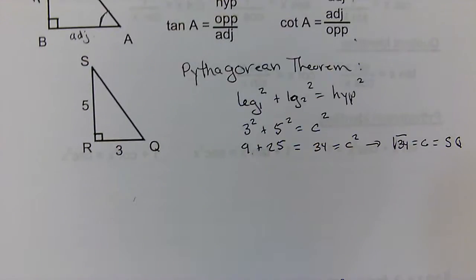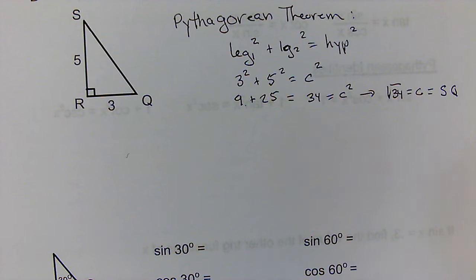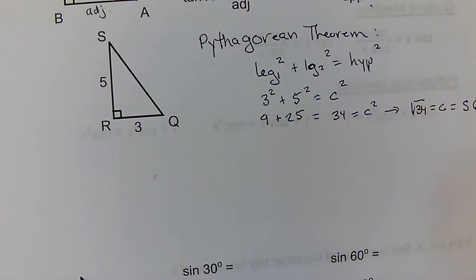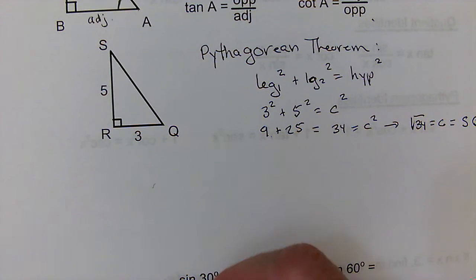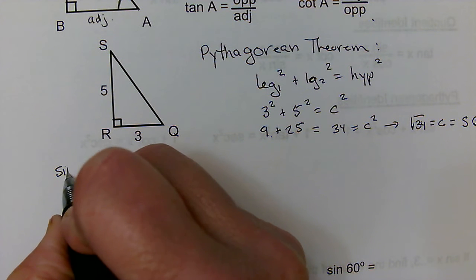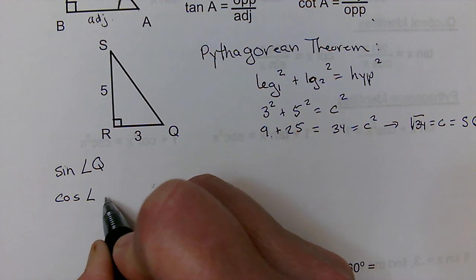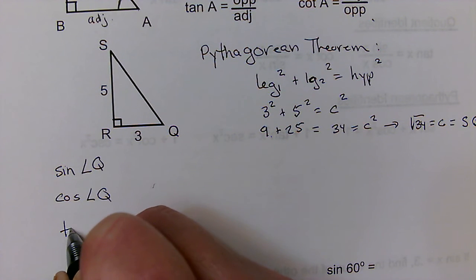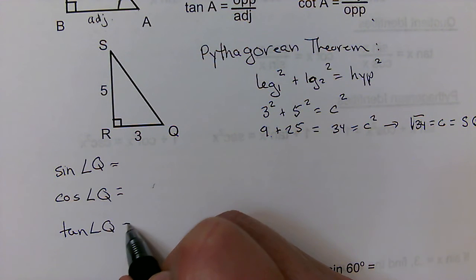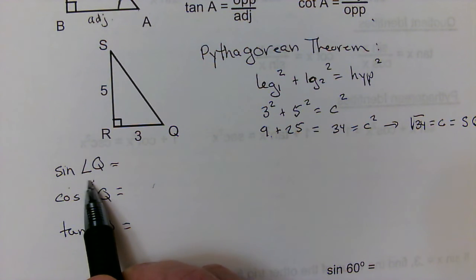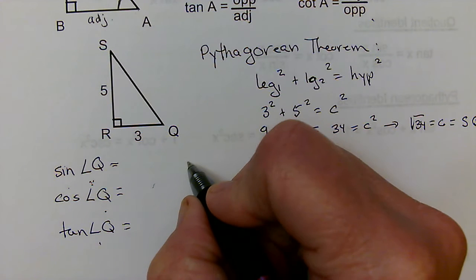So for this triangle, it depends which angle you're looking at, what you're going to call the opposite or the adjacent. I'm going to start by looking at angle Q. So I'm going to find all 6 trig functions of angle Q. A trig function always needs an object to act upon, so you always need to know what angle it's taking the sine, the cosine, the tangent of, and so on.